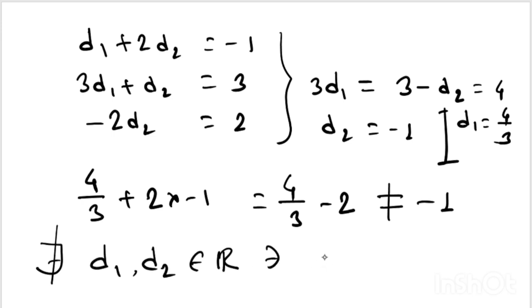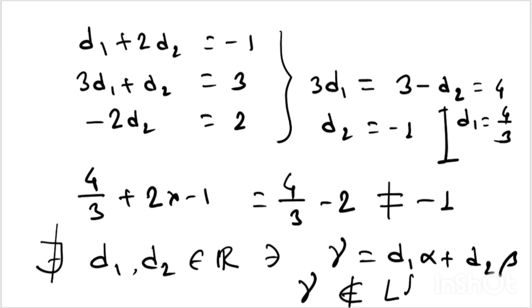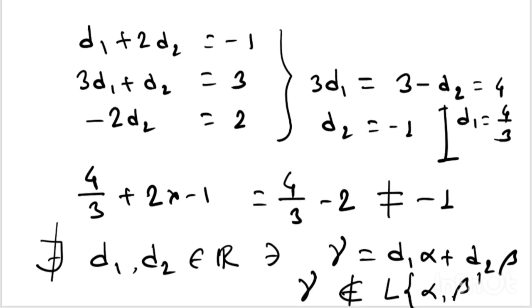such that we can write down gamma as d1 into alpha plus d2 into beta. So there is no such d1 and d2 for which gamma is a linear combination of alpha and beta. That means gamma is not a linear combination of alpha and beta. So that means we can write down gamma does not belong to L of alpha and beta. This will be the answer.